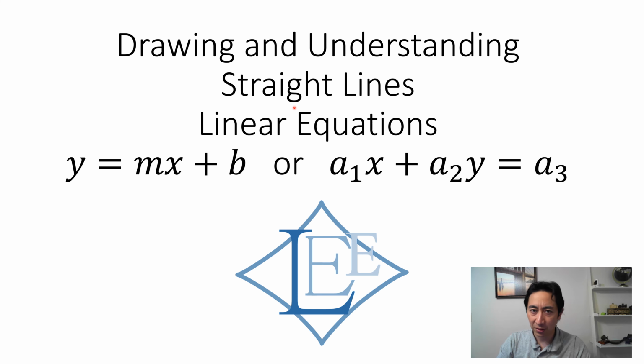The simplest line I can think of is a straight line. Straight lines are described by linear equations, either in the form of y equals mx plus b or a1x plus a2y equals a3. You'll see both of these forms in different applications of linear equations. The one we're going to focus on in this video is y equals mx plus b, so we can focus on some of the properties of linear equations.